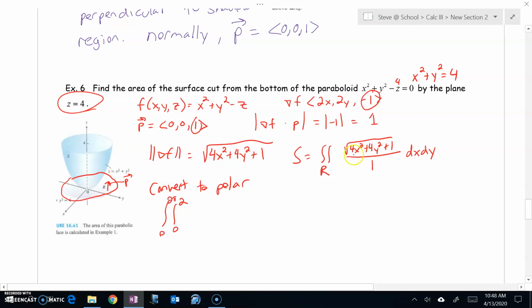I now have to convert this equation into polar. If you guys notice, you can pull a 4 out. Well, not really pull it out, but we can factor it from the x squared plus y squared. And x squared plus y squared is r squared. So we get the square root of 4r squared plus 1. And then remember, dx dy converts into r dr d theta. So there is my new equation for the surface area. So I now have to integrate this.